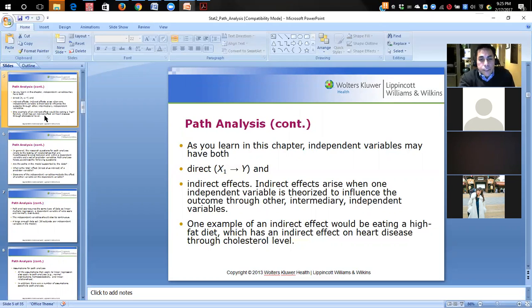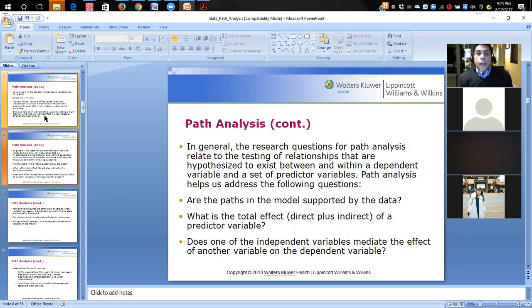One example that's being mentioned here is that an indirect effect would be eating a high-fat diet, which has an indirect effect on heart disease through an elevation in cholesterol level. So in general, the research questions for path analysis relate to the testing of relationships that are hypothesized. So this is a very important consideration when we do path analysis. It has to be hypothesized from the very beginning.